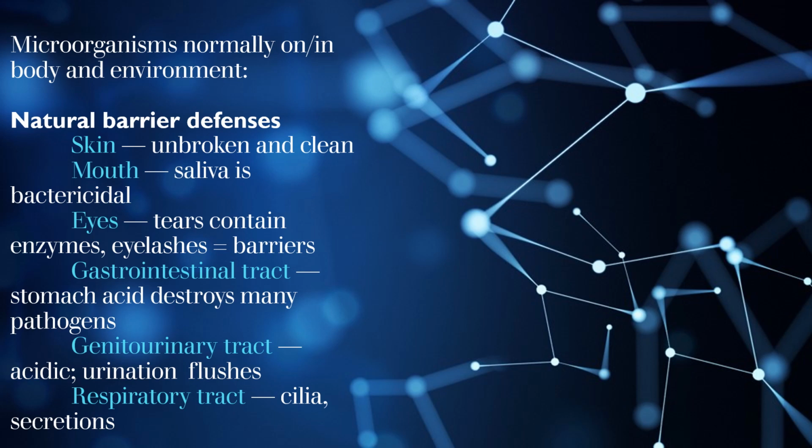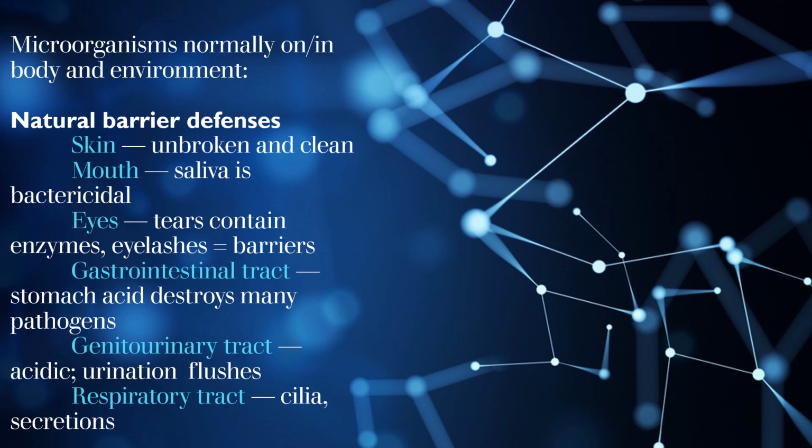A lot of things that you eat might have different types of pathogens in the food, but when you eat it, the stomach acid will break it down. For example, with real sushi, the raw fish, sometimes there are little worms in there, but these worms really don't bother you because the stomach acid can kill them. Your GU tract, the acidic urination, will flush that out.